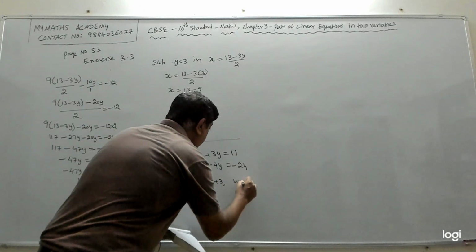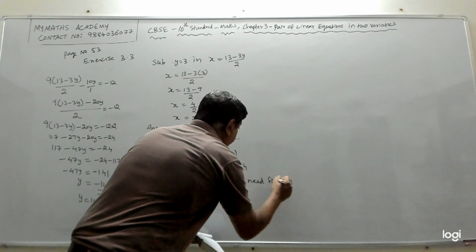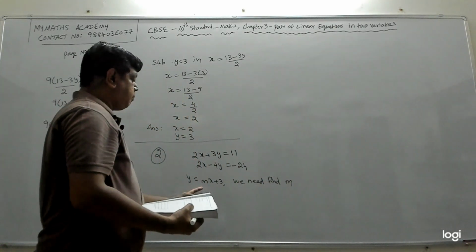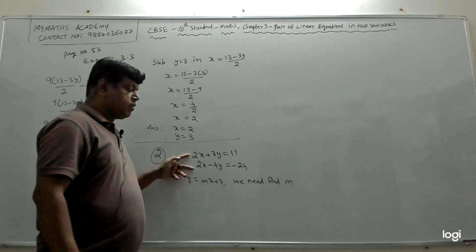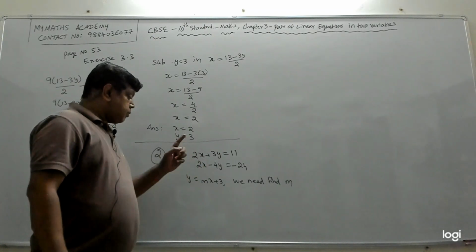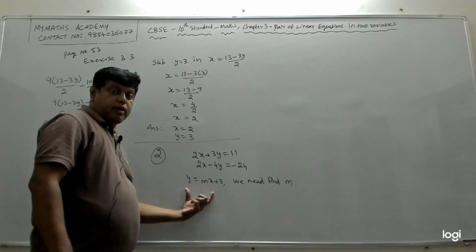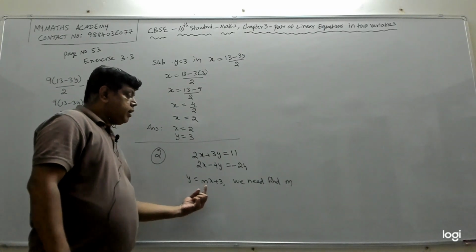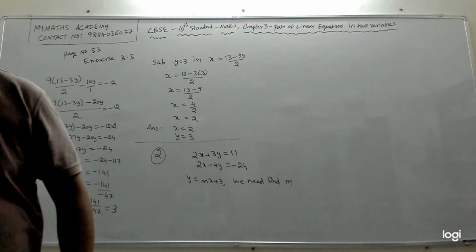We need to find what? We need to find m. We have to find the value of m in this. So which means we have to solve these two equations first, then find the value of x and y, then substitute that x and y here, then we can find m from this equation. Clear? So let's try to solve this.